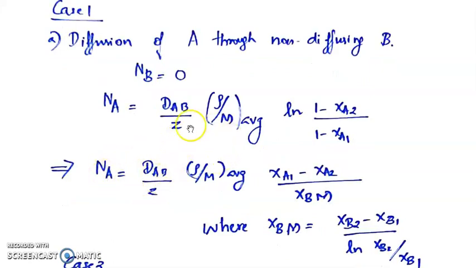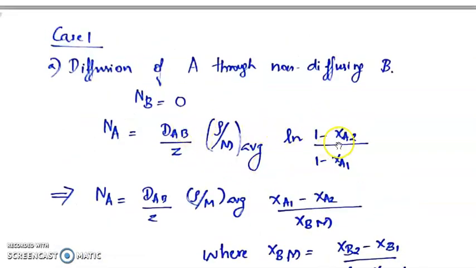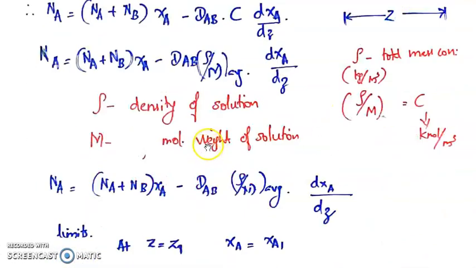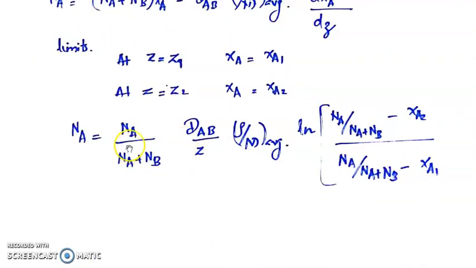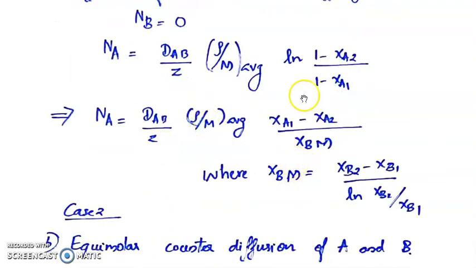So solving it and rearranging, I'll get NA is equal to DAB by Z (rho by M) average into (XA1 minus XA2) by XBM, where XBM is the log mean mole fraction of B, which is equal to (XB2 minus XB1) by ln (XB2 by XB1). So if we know the mole fraction of A at locations 1 and 2, that is XA1 and XA2, we can find the flux with which molecules of A are diffusing. So it is clear from here. You can use either of these two equations to solve the problems.